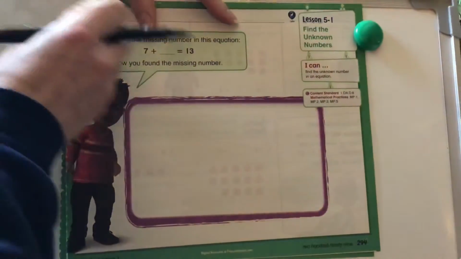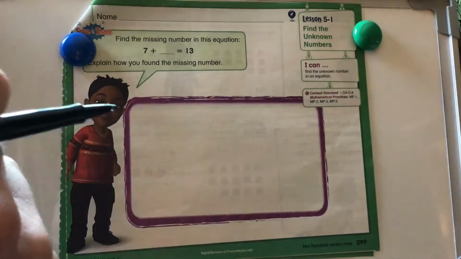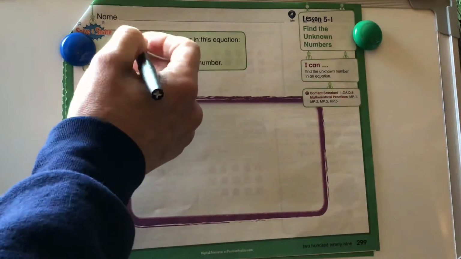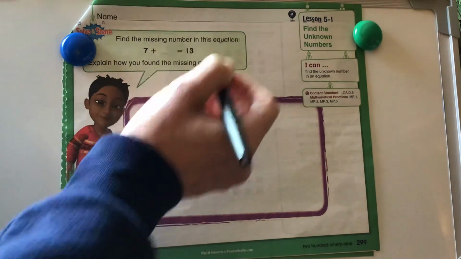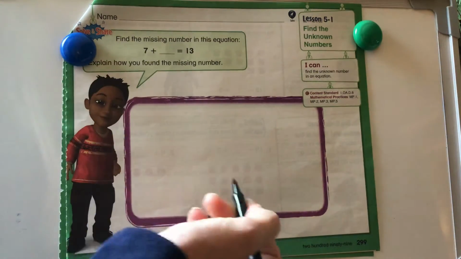We're going to go ahead and go to lesson 5-1. Find the unknown numbers. Okay? So find the missing number in this equation. 7 plus something equals 13. Explain how you found the missing number.